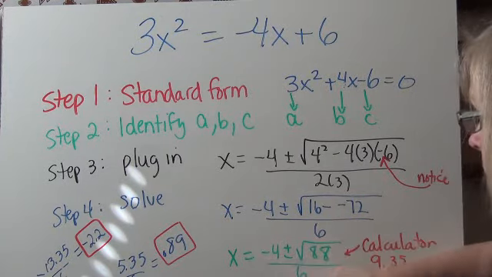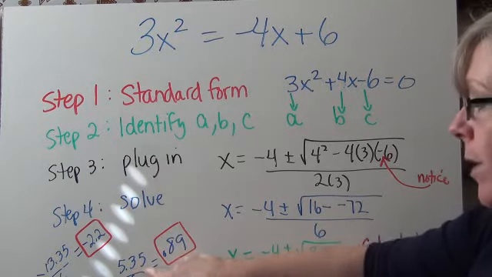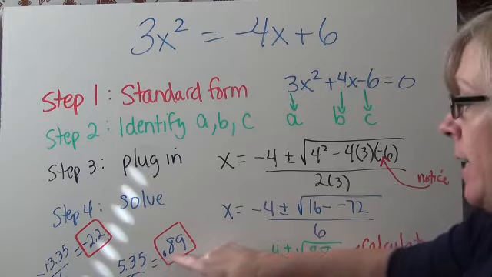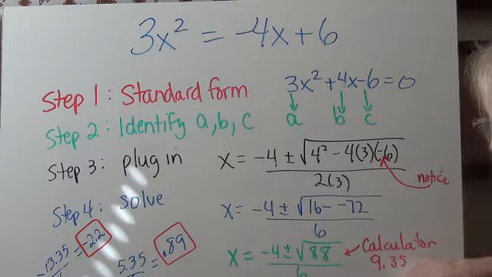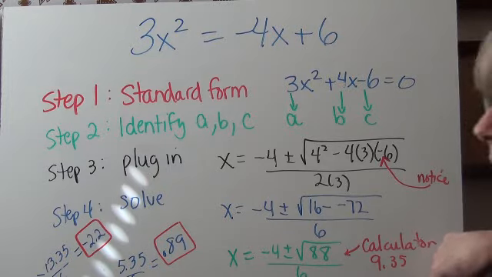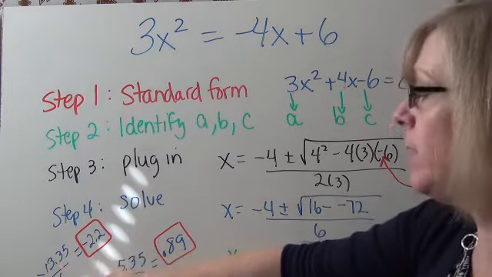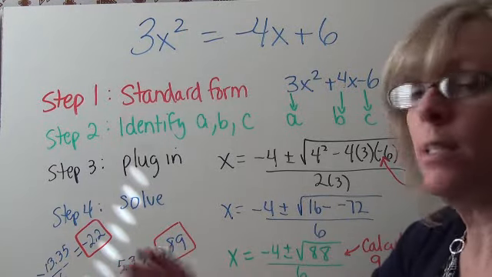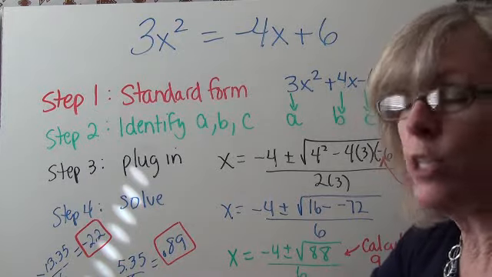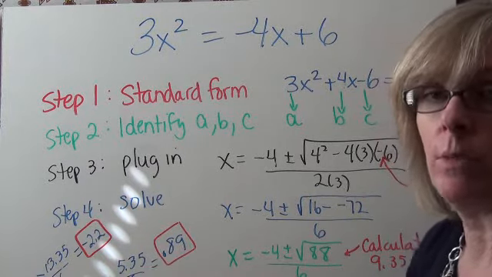So when I took negative 4 plus 9.35, I got 5.35 over 6, and I divided it, and the answer was 0.89. That's one of my answers. And then I said negative 4 minus 9.35. That gave me negative 13.35 over 6, and that one is negative 2.2. So what does this mean? I have two solutions to the equation because it's quadratic, and these are the two solutions that I would write down. Okay?